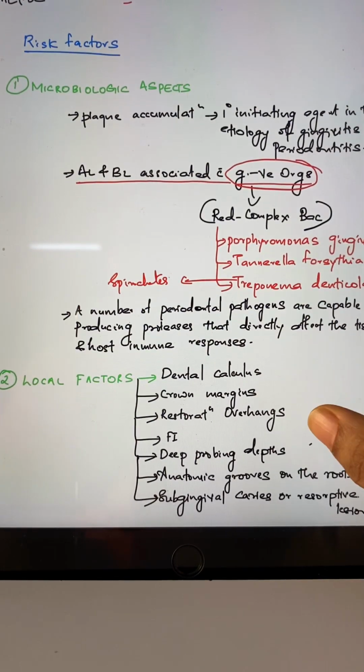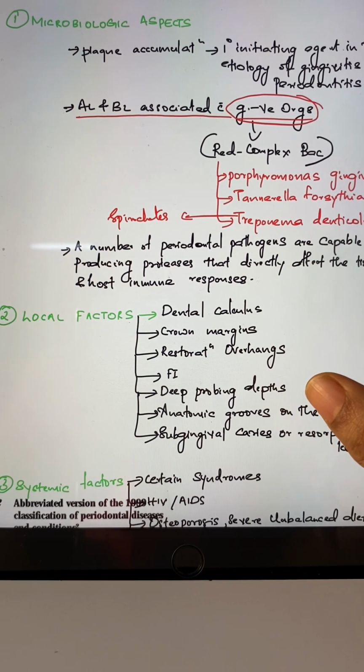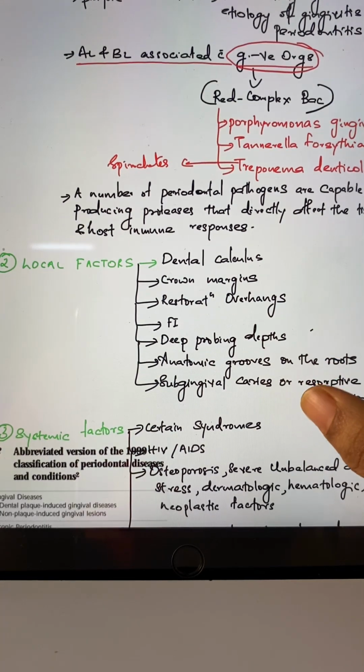Then we will discuss the risk factors. First is the microbiologic aspect. We know that plaque accumulation is the primary initiating agent in the etiology of gingivitis and periodontitis. So we need to understand which organisms are present in this case.